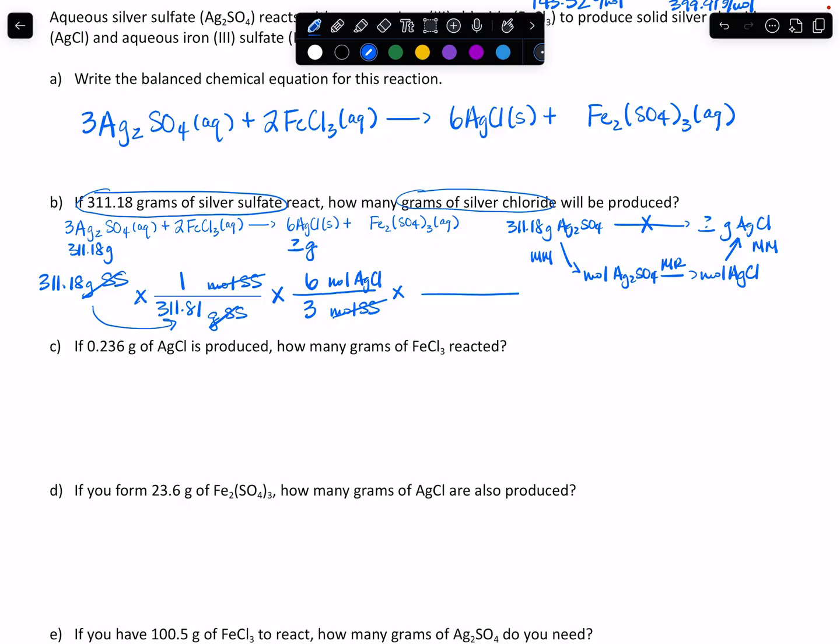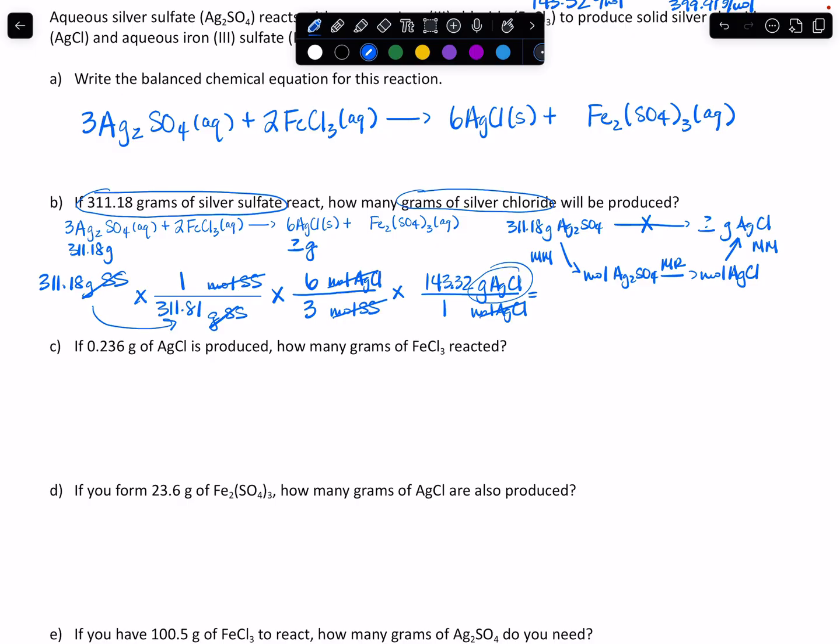All right, so the moles of AgCl will go on the bottom this time, and grams of AgCl will go up top. And this is a molar mass step, and I calculated that 1 mole of AgCl has a molar mass of 143.32 grams. All right, so that'll let me cancel my moles of silver chloride, and I'm left with grams of AgCl. All right, so now it's just the calculator.